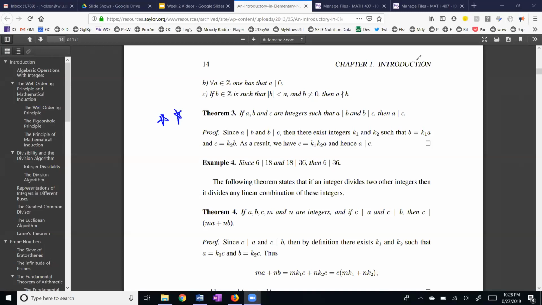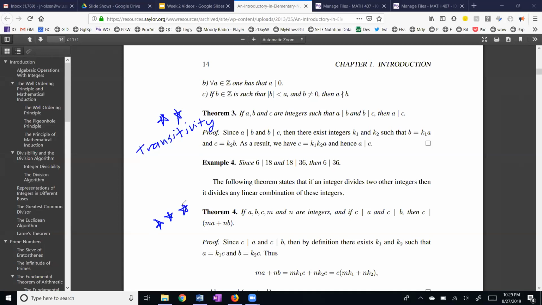An example of transitivity is, since we know that 6 divides 18 and 18 divides 36, 6 divides 36. If this is obvious to you, that's a good sign. Theorem 3 is a 2-star theorem, and we might write down that this is transitivity. Now I'd like to go to theorem 3, which is a 3-star theorem.